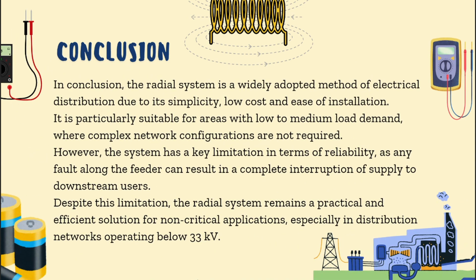So, in conclusion, the radial system is one of the simplest and most cost-effective methods of electric distribution. It is widely used, especially in areas with low to medium electricity demand, because it is easy to install and maintain. However, the main drawback of this system is low reliability, where a single fault can cause a complete power interruption to the downstream users. Even so, it is still a practical choice for non-critical areas, particularly for distribution systems operating below 33 kV.